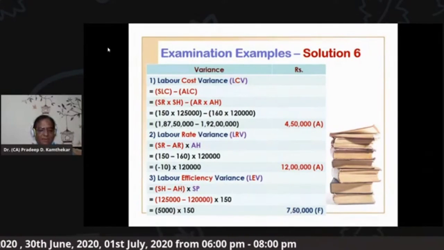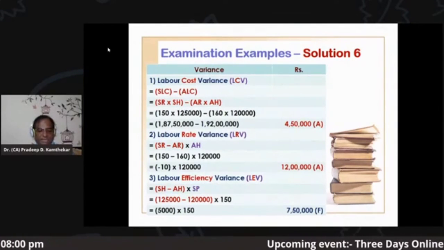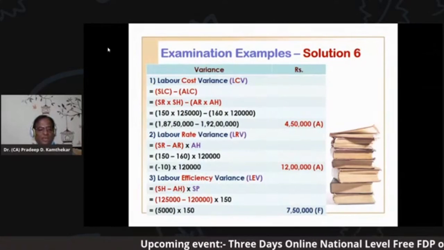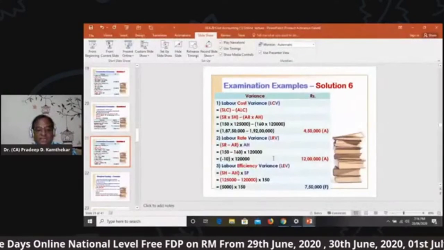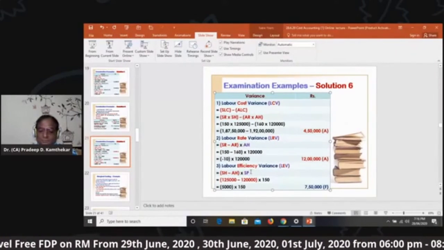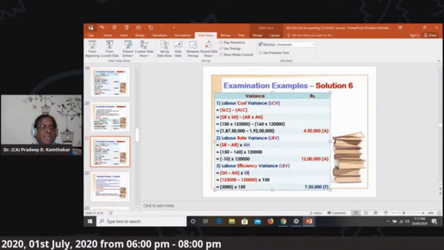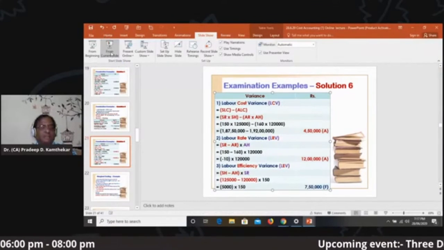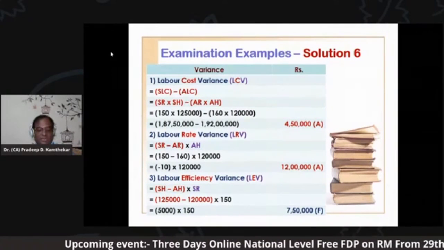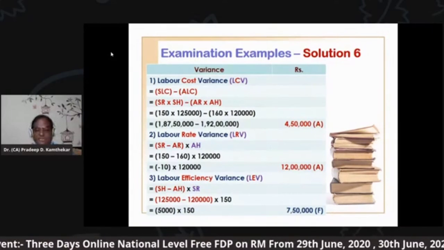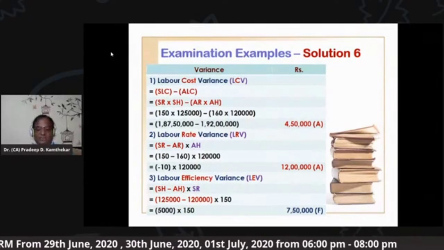And the last thing, labor efficiency variance, where we compare standard hours with the actual hours. So 1,25,000 minus 1,20,000 into standard, actually here it has to be not standard price, it has to be standard rate. These are just typographical errors. So it is 1,25,000 minus 1,20,000 into 150. So here variance is positive. So we say labor efficiency variance here is 7,50,000 favorable.